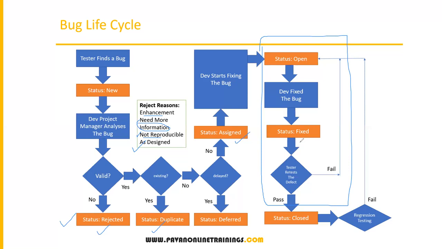So you have to raise as many bugs as possible, and most of them should be valid bugs. It should not be invalid bugs. Okay, so this is all about the bug life cycle. Then let's move on to the next concept.